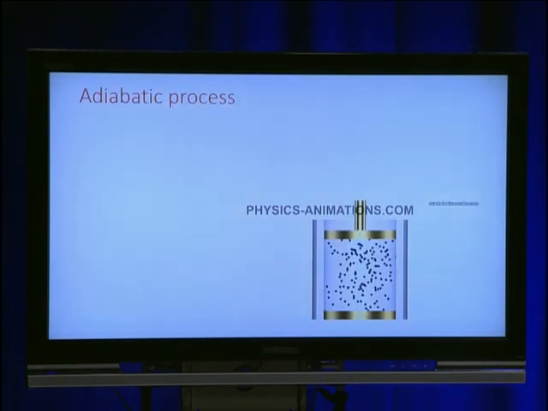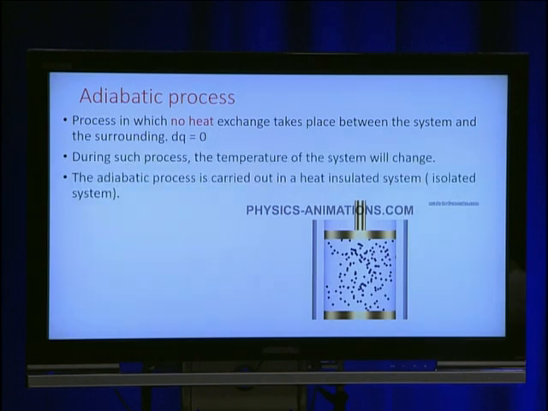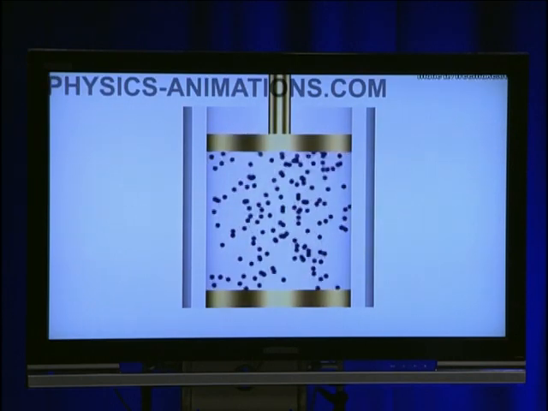Next, we have adiabatic process. In adiabatic process, there is no exchange of heat energy between the system and the surrounding. But the temperature will change during this process. The adiabatic process is always carried out in an isolated system. We do not want the heat to come out of the system or enter into the system. So, if an adiabatic process is to be carried out, it has to be done in an isolated system. Let us look at examples of adiabatic process.